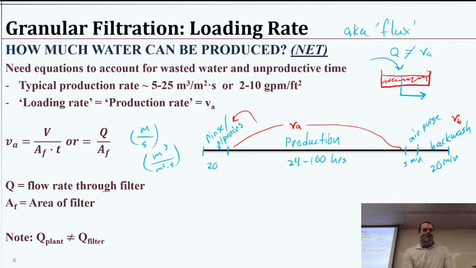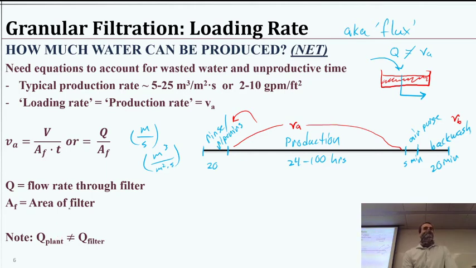Okay, so I was talking about this in a roundabout way, but say we have a filtration plant or treatment plant that needs to provide 1 million gallons per day of water to a community. The flow that one filter is going to handle is certainly not going to be equal to that entire plant's flow. So when we're talking about flow rates, we can calculate a flow rate for one filter, but keep in mind that's going to be different from the Q total, or the Q for the entire plant.